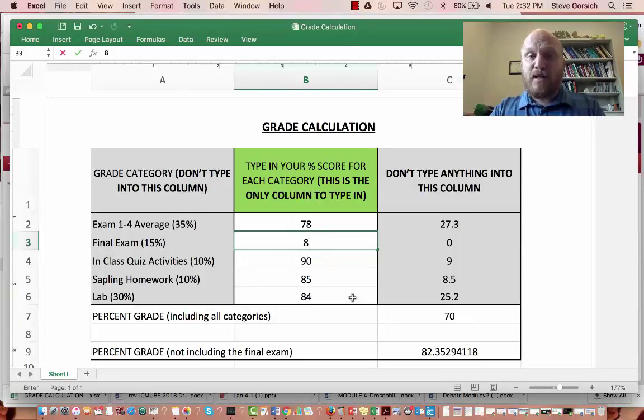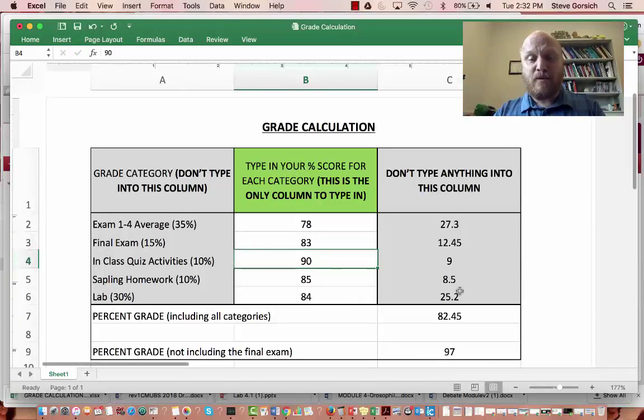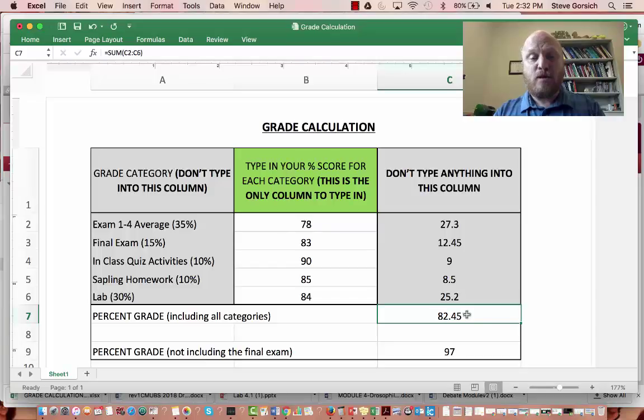So let's say on the final exam you get an 83. Now we look at this number here, where the cursor is, because you have all categories. You have taken the final exam. So if you get an 83 on the final, you're still at that B-. Now it could be bumped up to a B if you have enough of those learning curve bonus points.